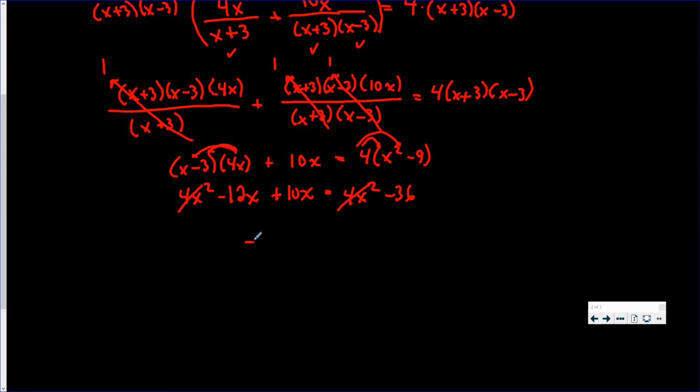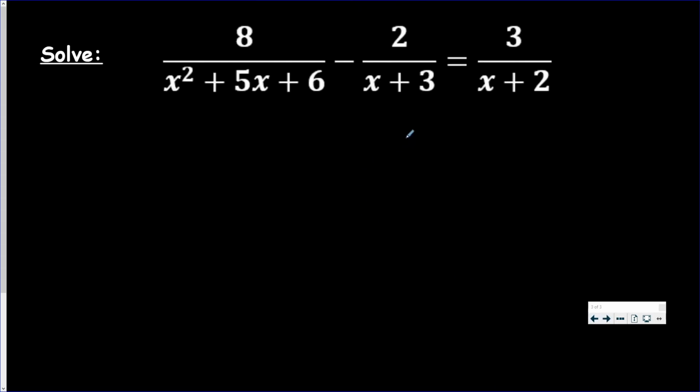Over here, I can group these like terms, so I get negative 2x equals negative 36. I can divide both sides by negative 2, and I'm going to get that x equals 18. Don't forget to check this against your non-permissible values. So my non-permissible values from before was x could not equal plus or minus 3. So this answer should be fine. So that one's done. Let's take a look at the last one I've got here for us.